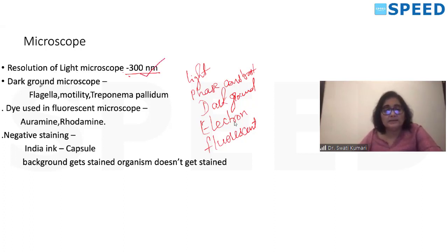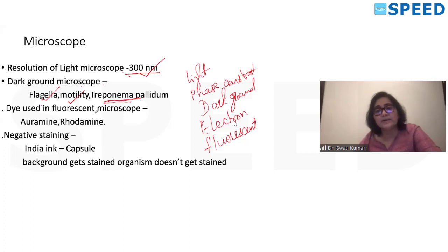A dark ground microscope demonstrates the flagella. Flagella is the organ of locomotion of bacteria. To become motile, the bacteria has to have flagella. So dark ground microscope is used to demonstrate motility of bacteria or to visualize flagella of bacteria. This year you had a question related to Treponema pallidum, where you visualize this bacteria. The answer is dark ground microscope.